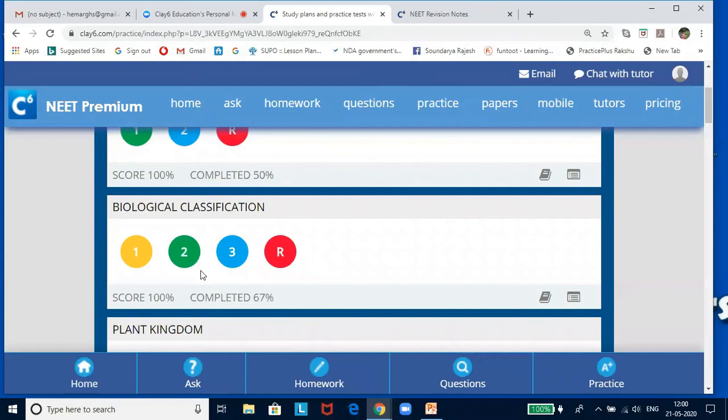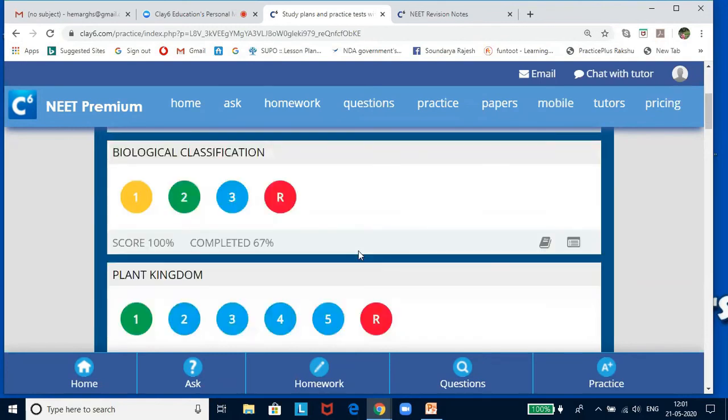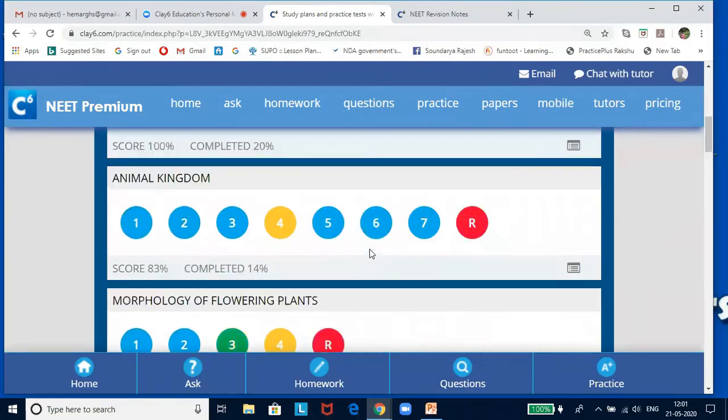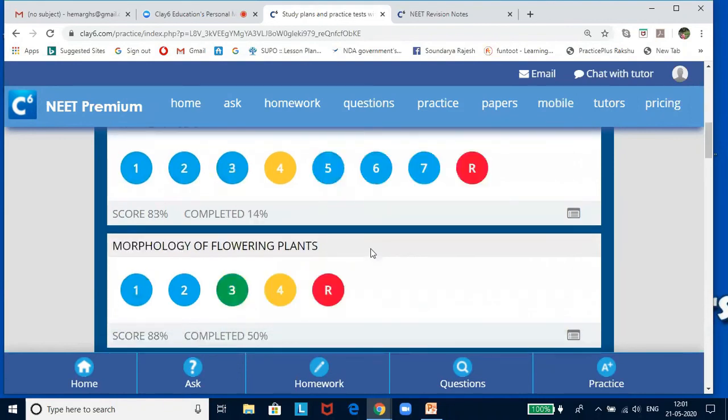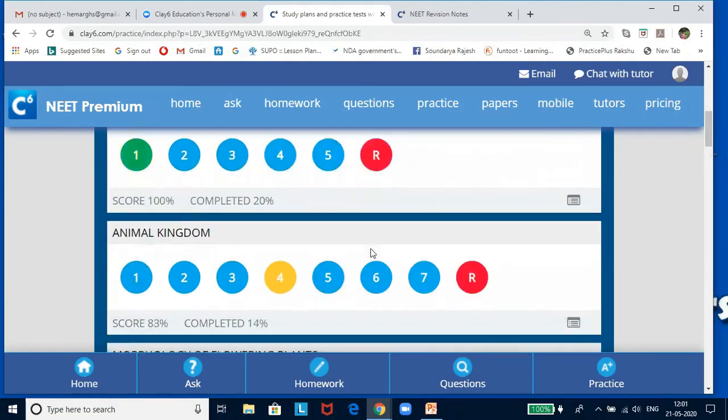This R bubble is a randomized test. Once you have completed all the given tests here, when you take this test, it will help you to revise quickly. And you can see each chapter has a different number of tests, depending upon the complexity of the chapter in the textbooks, and also its importance in the examination. The tests have been arranged for this.